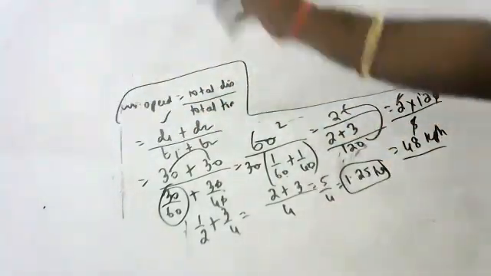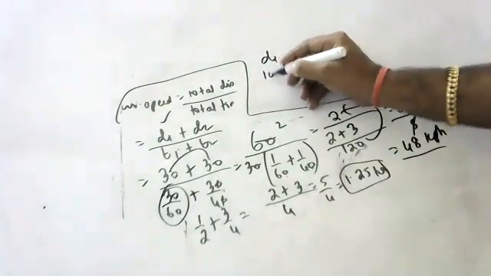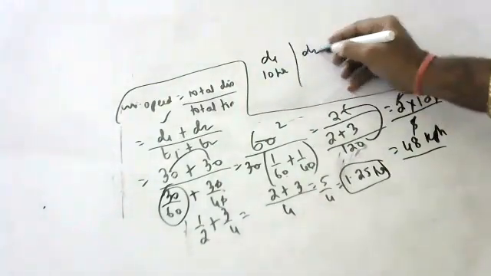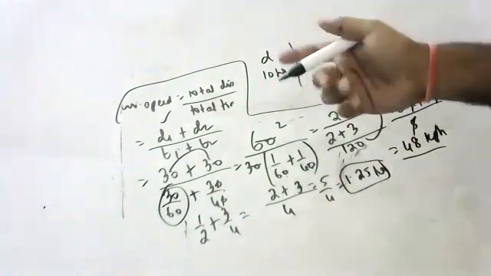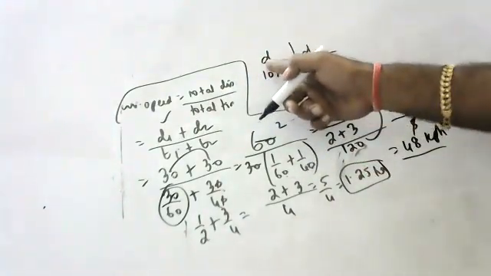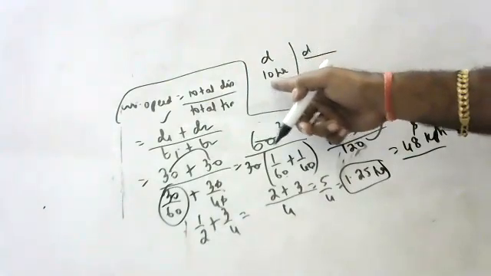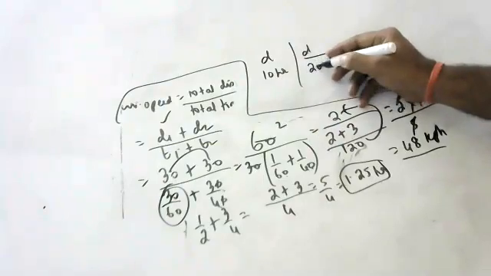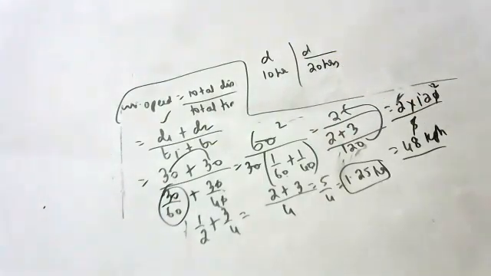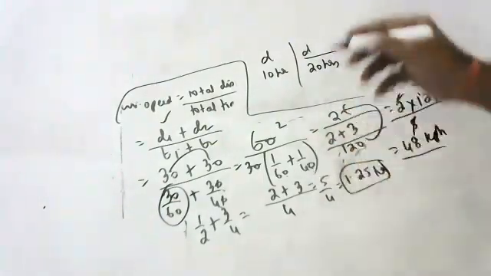A body is traveling a distance d1 in 10 hours, and the same distance d2 back. While going, it went in 10 hours. While coming, it came in 20 hours. What is the average speed and average velocity?